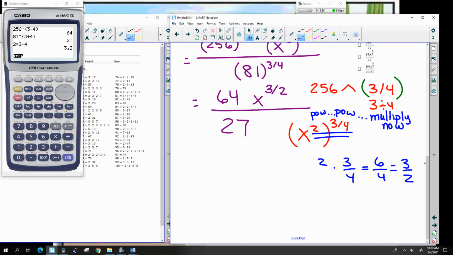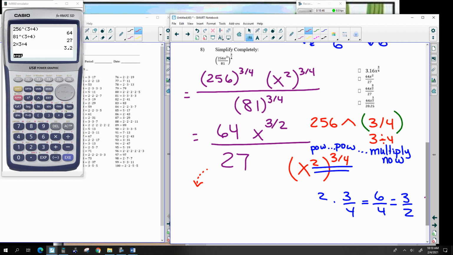If that isn't an option, sometimes they want it to be written as radicals, right? So if that isn't an answer option, oh, it is an answer option. Oh, I wrote the answer options right there. Sorry. Yes, it is an answer option. Never mind what I was going to say.